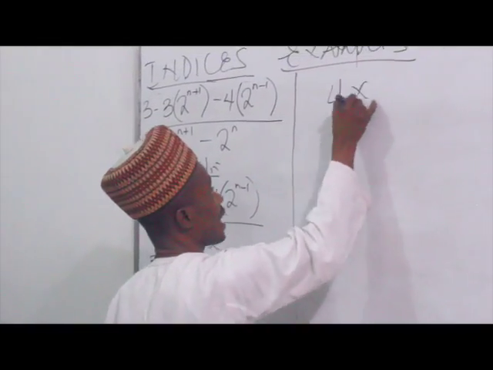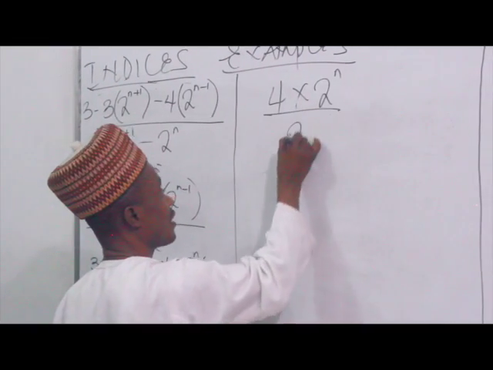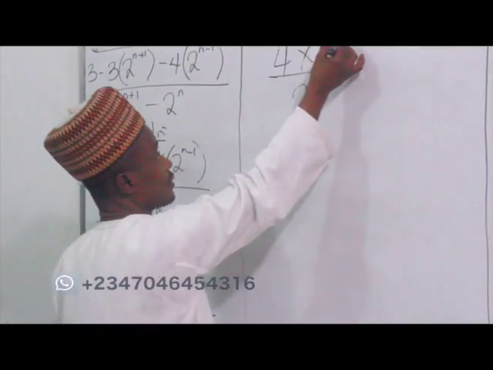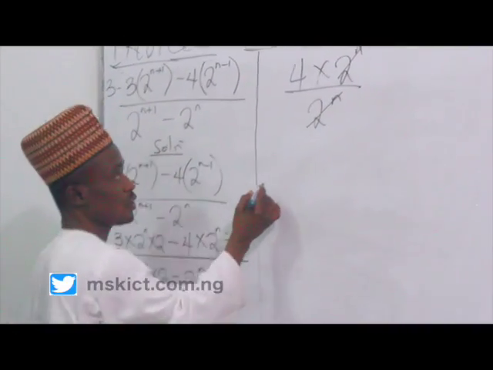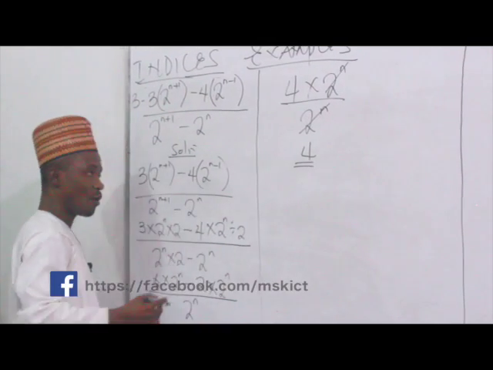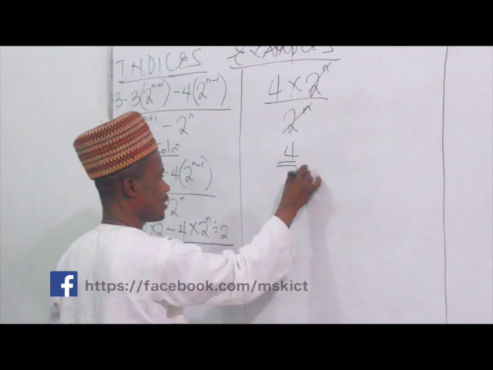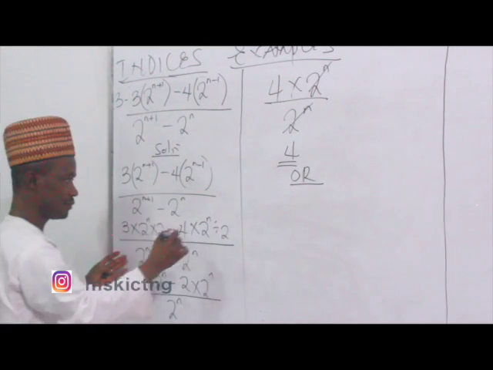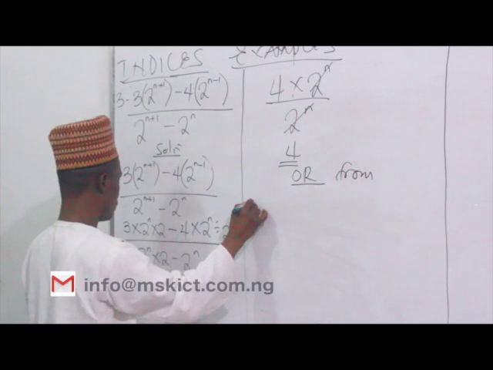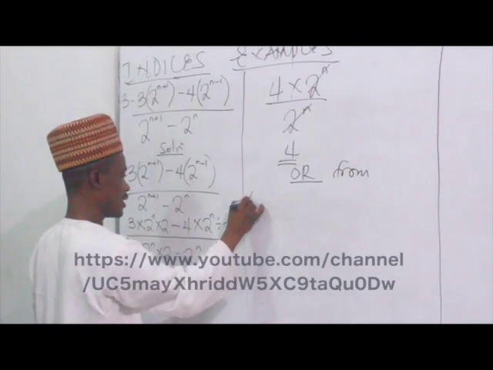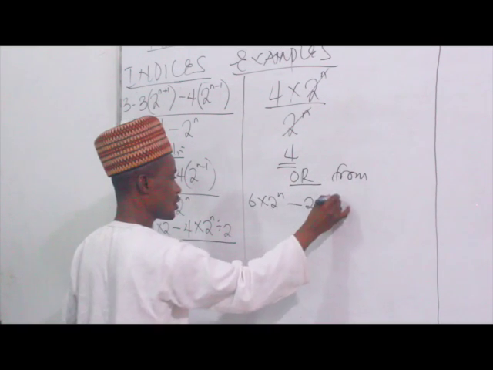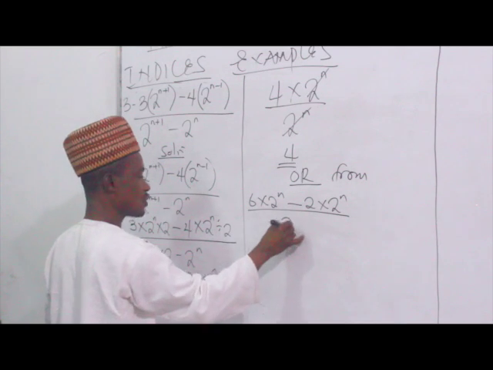Have 4 times 2 raised to the power of n over 2 raised to the power of n, which is the denominator. So sensibly, we say 2 raised to the power of n cancels 2 raised to the power of n, left with only what? 4. Another way, or one will be wondering, why so? Maybe from 6 times 2 raised to the power of n minus 2 times 2 raised to the power of n, all divided by 2 raised to the power of n.